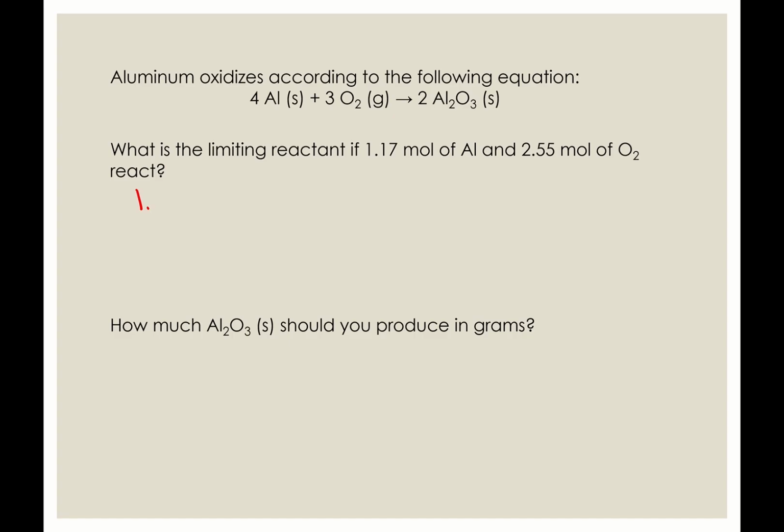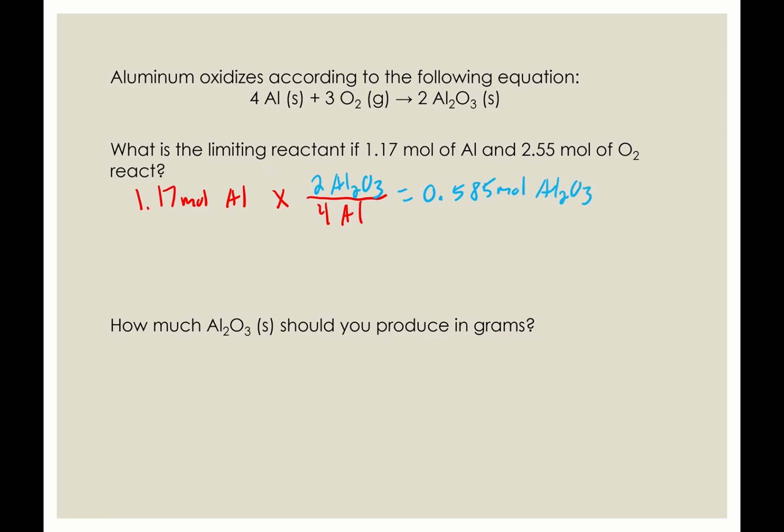My first set of stoichiometry is going to be taking the 1.17 moles of aluminum and determining how much product that can make. Since we're trying to find out how much aluminum oxide can be made, we're going to convert our 1.17 moles of aluminum into aluminum oxide. And since we're already at moles, it's just a simple mole ratio, a 2:4 ratio of aluminum oxide to aluminum. So if I have 1.17 moles of aluminum, I can produce 0.585 moles of aluminum oxide.